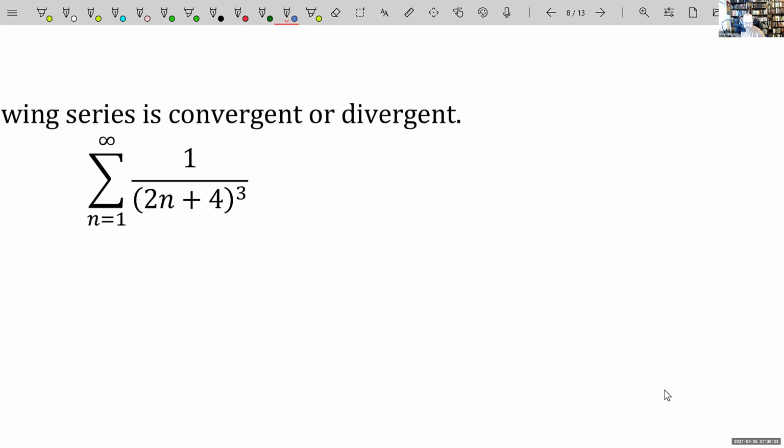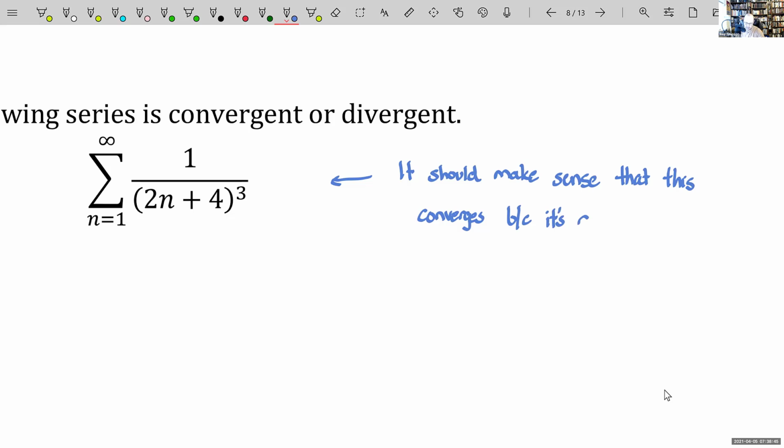So I'm just going to say it should make sense that this converges because it's almost, it's not exactly, the summation 1 over n cubed. What we want to do is transform this and build a skill that's going to be incredibly powerful and necessary in differential equations. So we're going to transform this slightly.